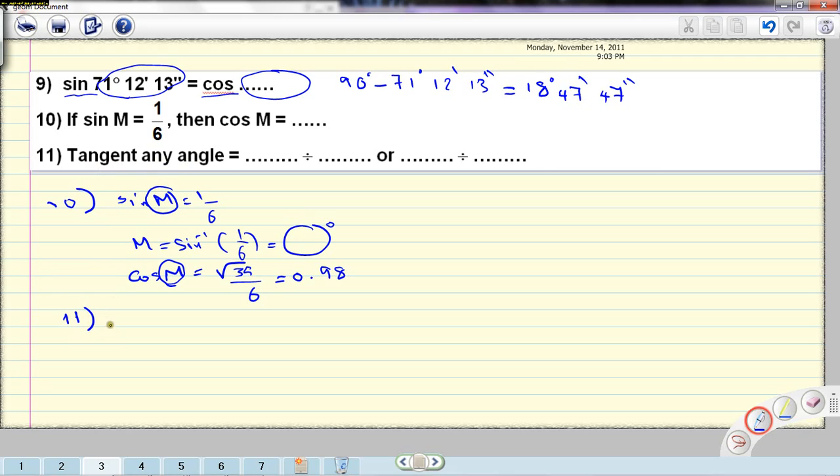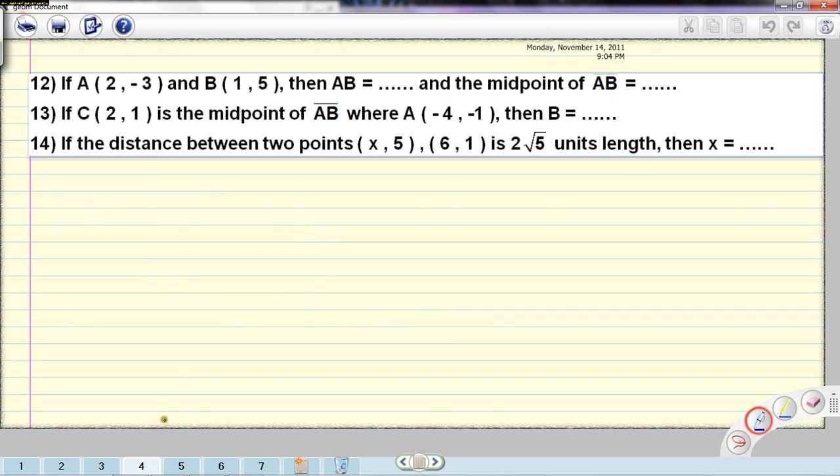Okay, number 11. Tangent of any angle, it means tan theta. This is the abbreviation for tangent. Tan theta equals blank over blank. So it's sine theta divided by cosine theta. This is the first rule. Or it's opposite length divided by adjacent. Okay. Now this is for analytic geometry. If A equals blah and B equals blah, then AB, this is the rule for the distance.